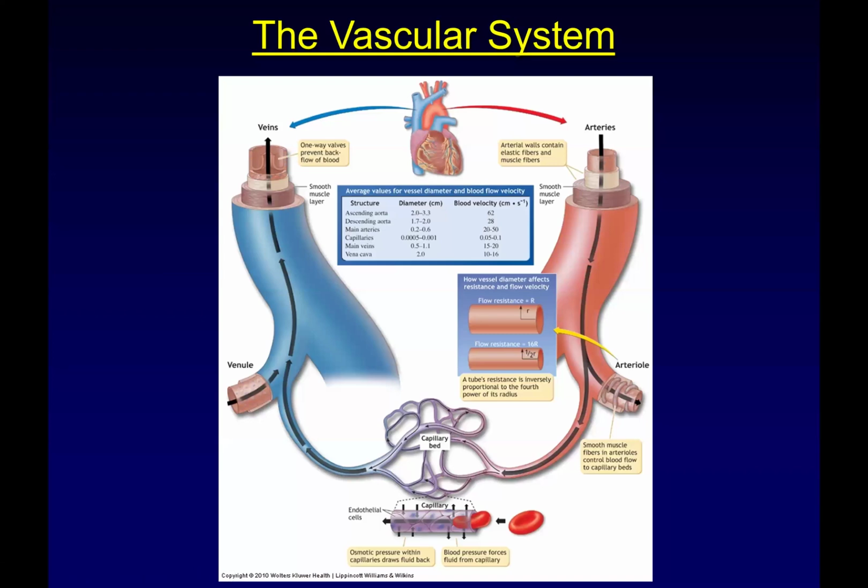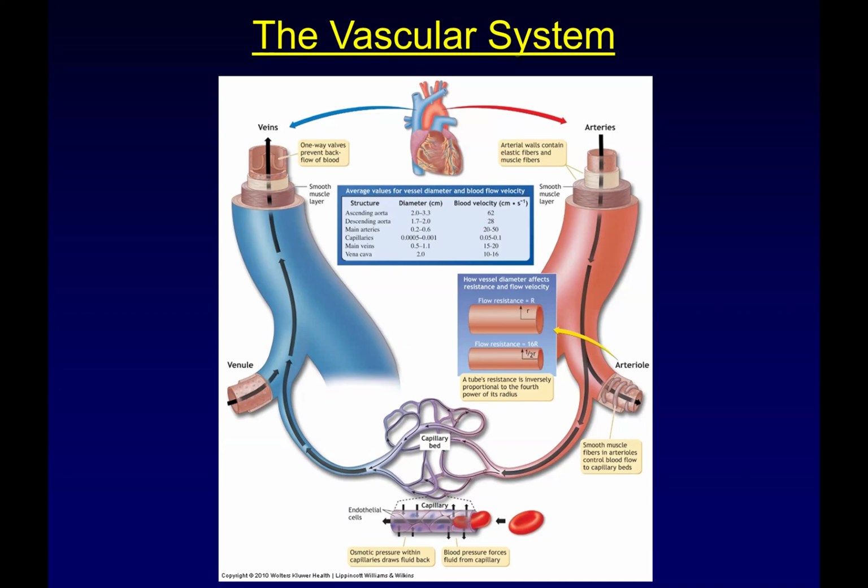Here is a picture of the vessels and the vascular tree. We've got the heart at the top. On the right is blood leaving the heart. It goes into arteries, right? Arteries then flow away from the heart. They go out, they branch off, they get smaller and smaller.